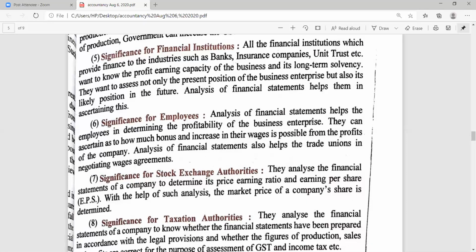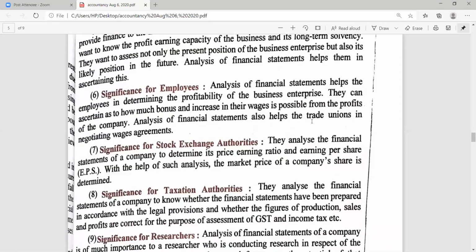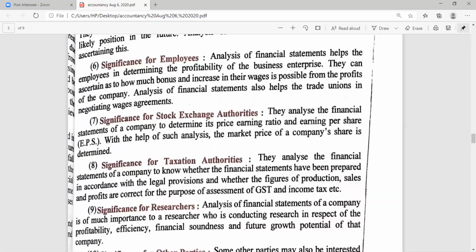Significance for the taxation authorities. They analyze the financial statements of the company to know whether the financial statements have been prepared in accordance with the legal provisions and whether these figures of production, sale, and profits are correct for the purpose of assessment of GST and income tax, etc.